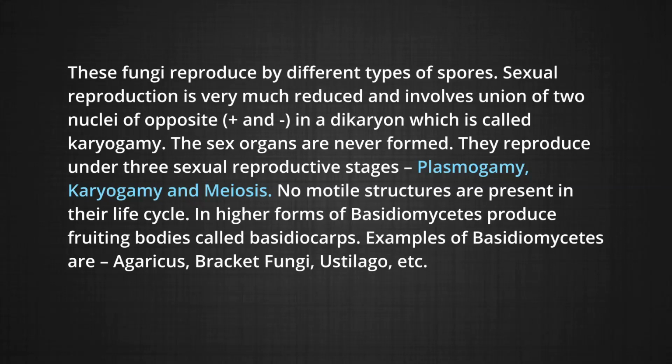These fungi reproduce by different types of spores. Sexual reproduction is very much reduced and involves union of the 2 nuclei of opposite plus and minus strains in a dikaryon, which is called karyogamy. The sex organs are never formed. They reproduce under 3 sexual reproductive stages: plasmogamy, karyogamy and meiosis. No motile structures are present in their life cycle. Higher forms of Basidiomycetes produce fruiting bodies called basidiocarps. Examples of Basidiomycetes are Agaricus, bracket fungi, Ustilago, etc.